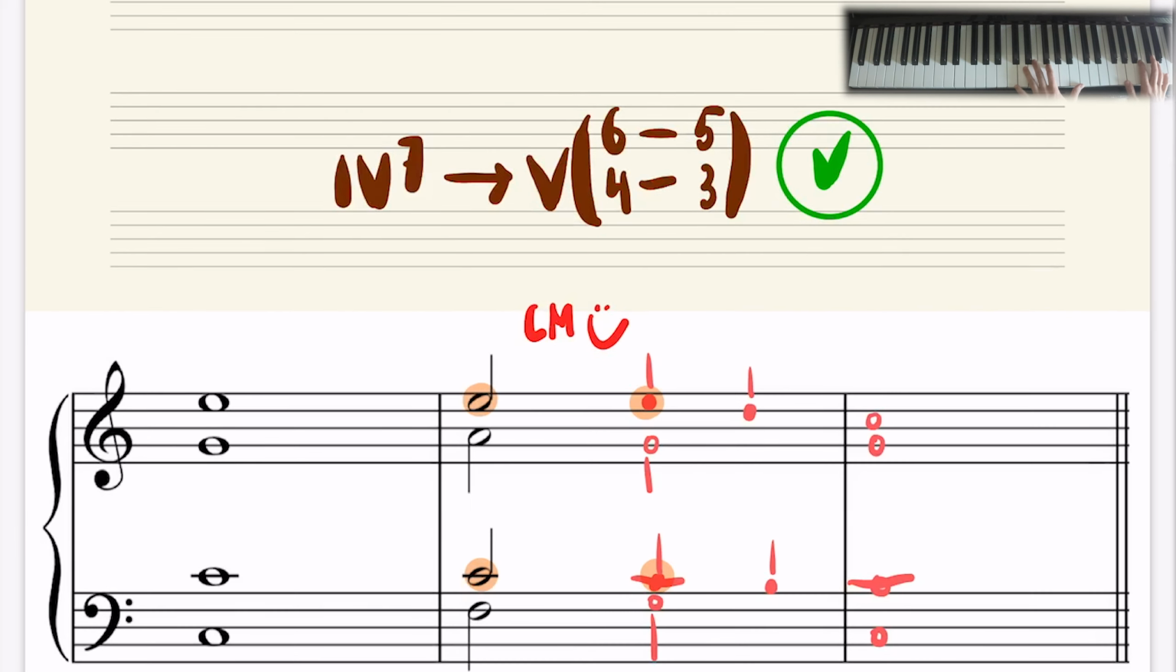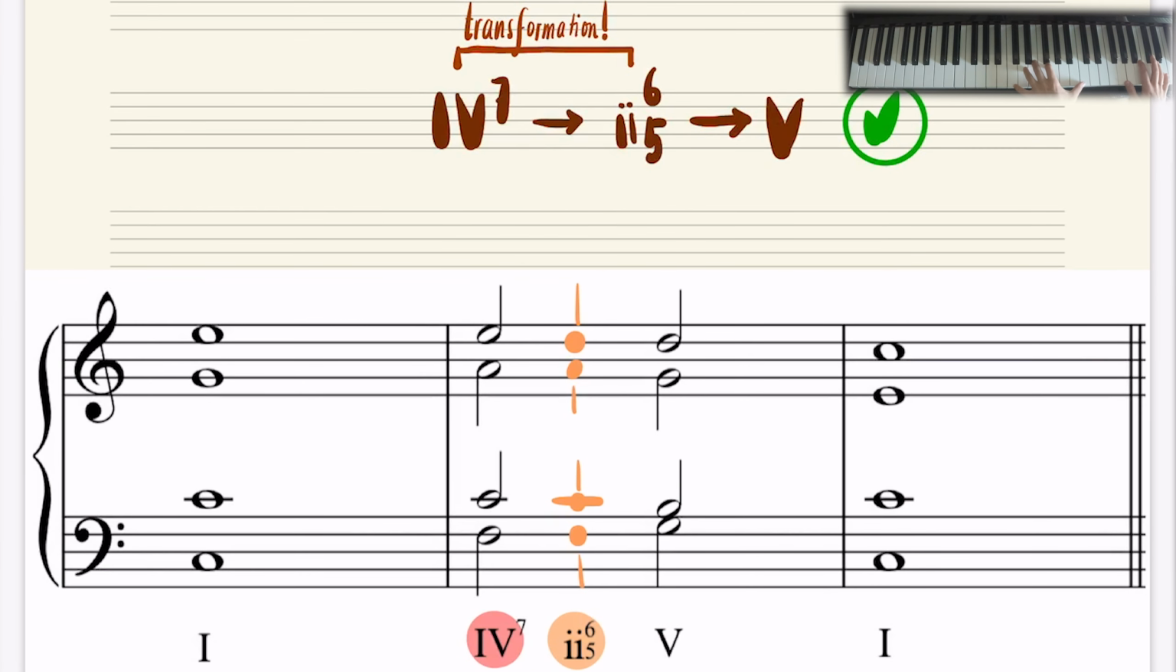And the last way to achieve nice voice leading while not resigning from using our chord of the day, 4-7, is to switch 4-7 into 2-6-5 and only then move on to chord 5. This progression is much simpler than it sounds when we are describing it with words, so simply take a look at this example.